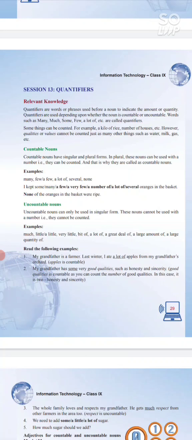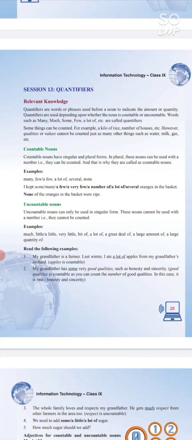Okay, so let's read what are countable nouns. Countable nouns have singular and plural forms. In plural, these nouns can be used with a number. That is, they can be counted, and that is why they are called countable nouns. So these countable nouns can be counted and they can be used with a number. Okay, and they can be singular or plural. Examples are many, few, a few, a lot of, several, or none.